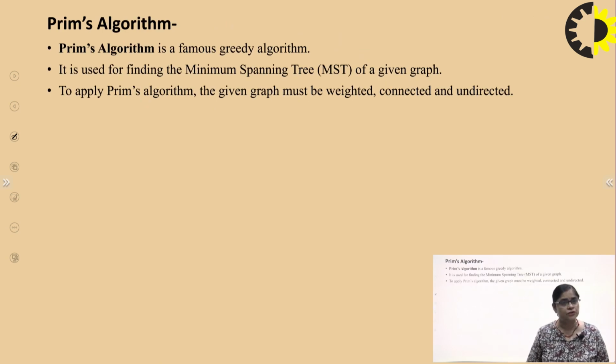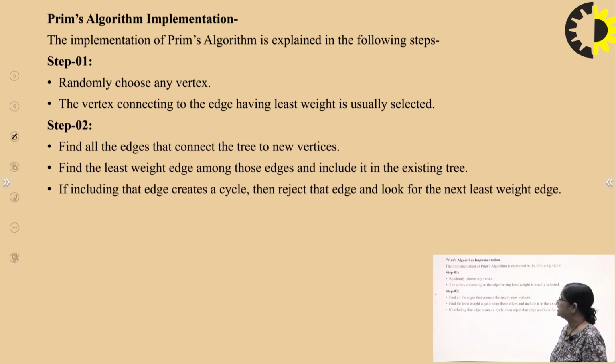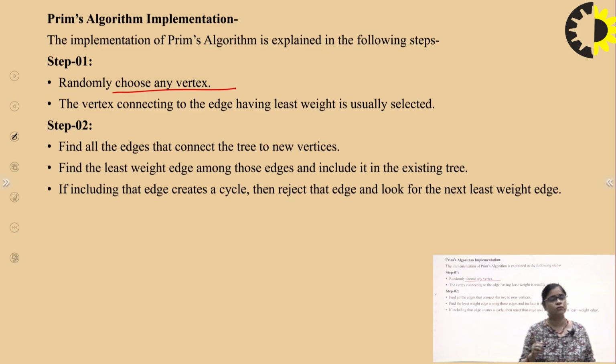Now Prim's is also a famous greedy algorithm and it works on the same procedure, but something is different from Kruskal's. In Prim's, we randomly choose any vertex. But in Kruskal's, we keep all the vertices on a plain paper, right? But here we choose any vertex, and that vertex should connect with the other vertex which has the least weight.